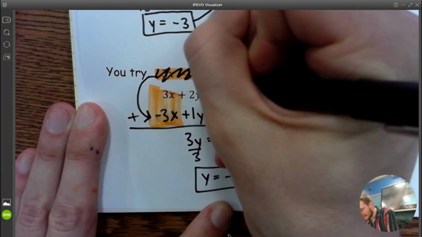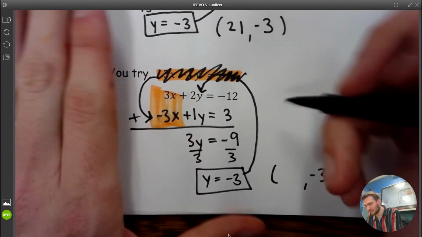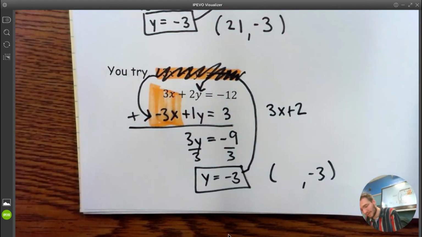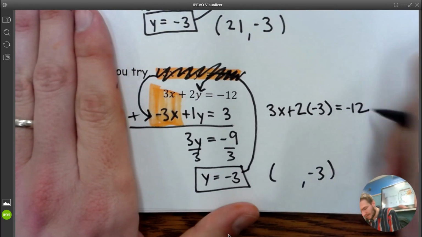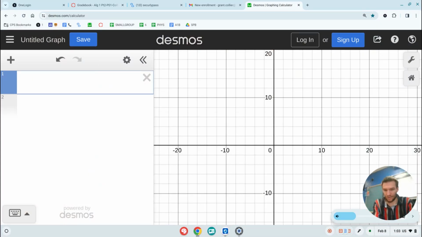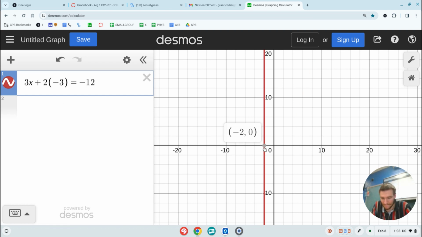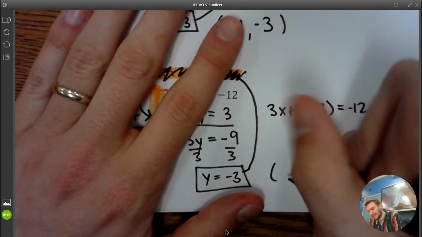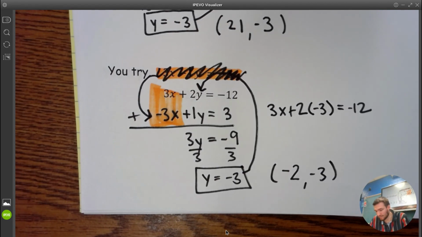Now that's the second half of our answer. It needs to go into the y, which is the second number, which is the y after the 2. So I'm going to write 3x plus 2 times negative 3 equals negative 12. Taking all this to Desmos to see what we get. 3x plus 2 parentheses negative 3 parentheses equals negative 12. And I click on it. Negative 2. Negative 2. All right. There we go. We did these questions.